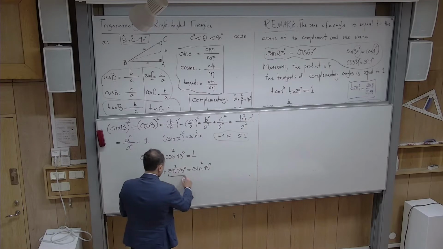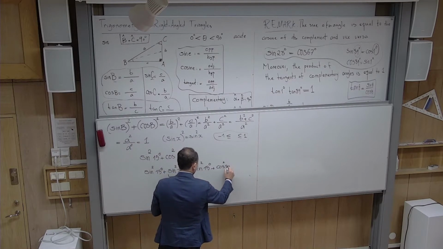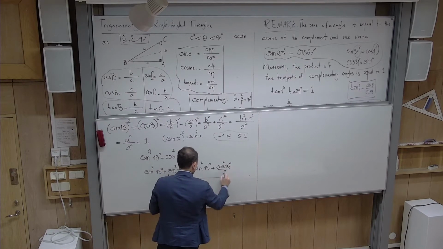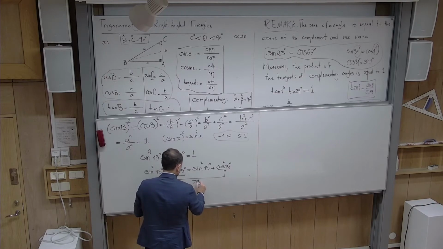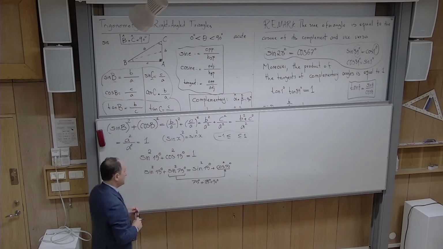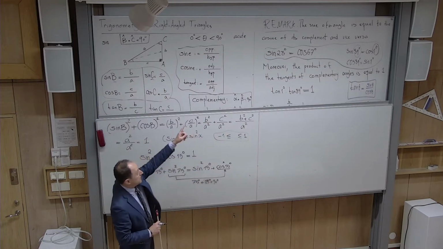So instead of this, what can I write? I can write cosine squared of 15, yes? So this one is equal to this one. Why is that? Because 75 plus 15 degrees is what? 90 degrees. So it means that they are complementary. So instead of this one, I wrote this using that remark up there.